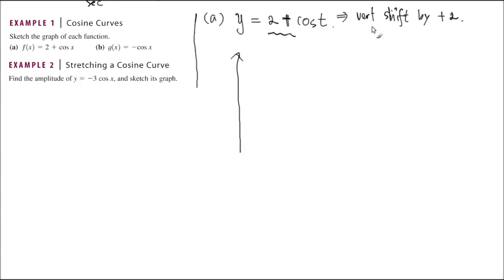So what are the reference points? When I was sketching the reference points, were those mainly t coordinates or y coordinates? T coordinates, right? What were those coordinates? Reference points of cosine t: 0, pi over 2, pi, 3 pi over 2, 2 pi, right? Those t coordinates, when I shift it vertically, do they change or not change? They don't change. So I'm not going to pay attention to that.